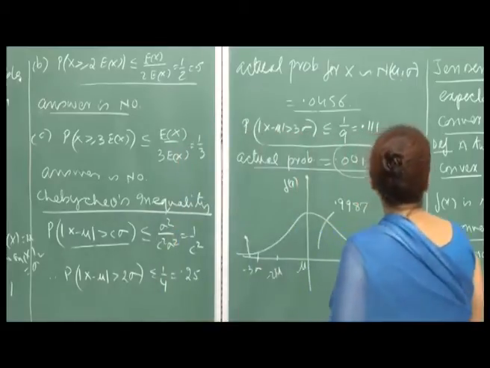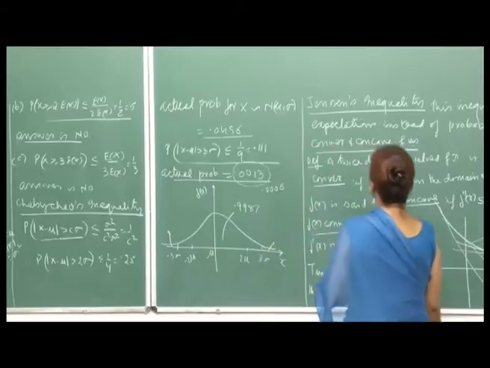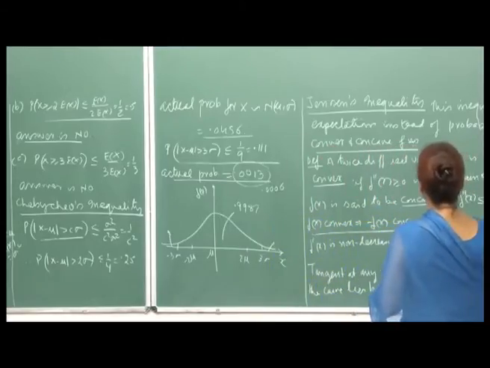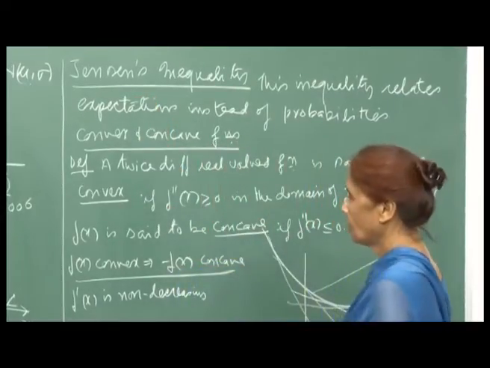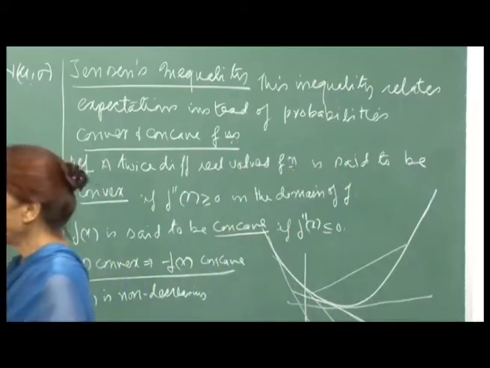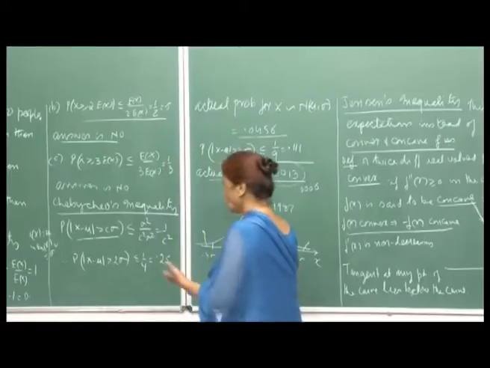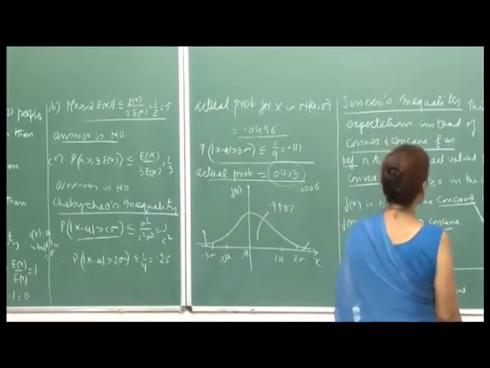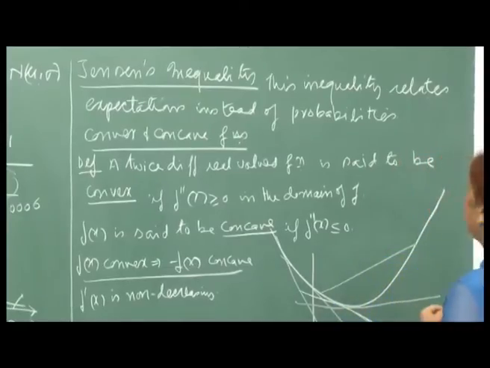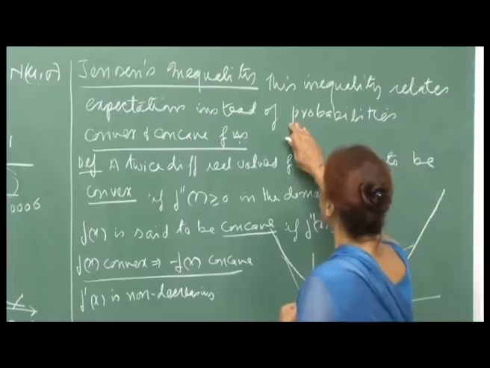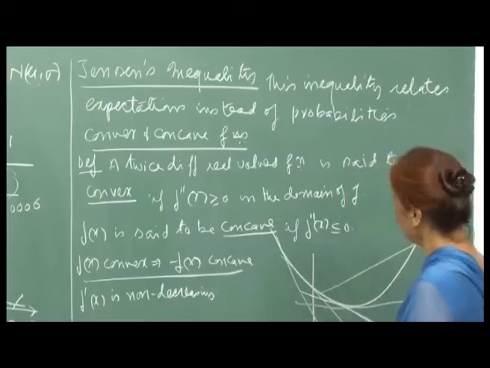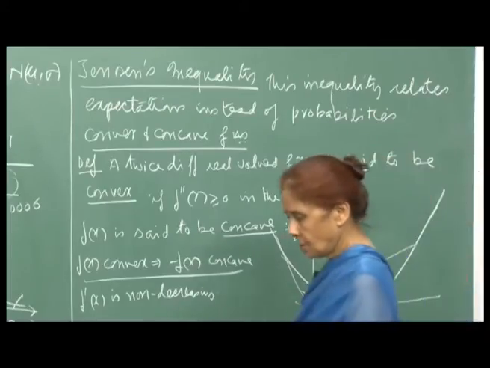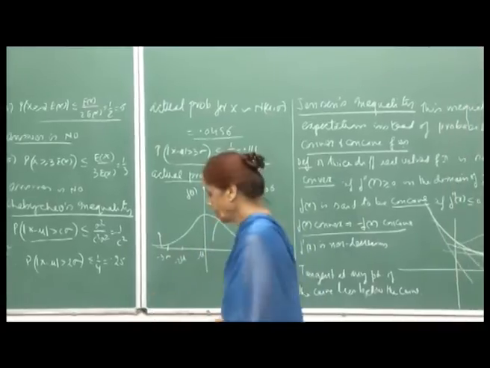Okay. Now, the third inequality that we want to talk about is Jensen's inequality, and this inequality relates expectations instead of probabilities. Like, for example, both these inequalities were giving you upper bounds for the probabilities of certain events, but Jensen's inequality relates the expectations. But before I give you Jensen's inequality, I need to define convex and concave functions. Some of you may have already come across, for example, convex lenses and concave lenses.